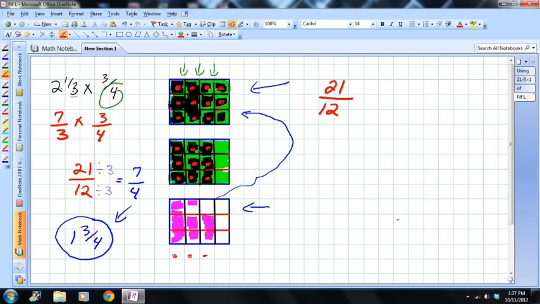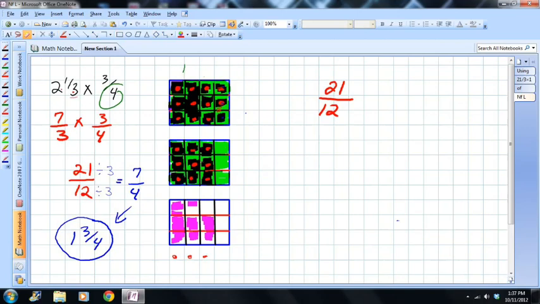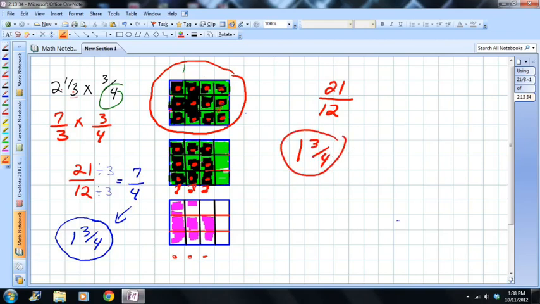At the top, we have one rectangle that is completely full. We have one rectangle that is completely full. And if we look at this second rectangle, we have 1, 2, 3 of its 4 sections are full. 3/4. So there's our 1 3/4.